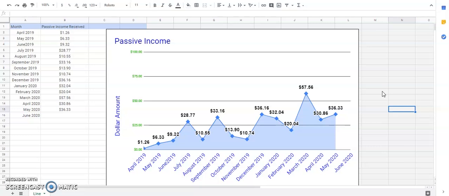Obviously, next month in June, I'm going to be close to breaking this $57.56, I bet. So stick around and let's see what happens.